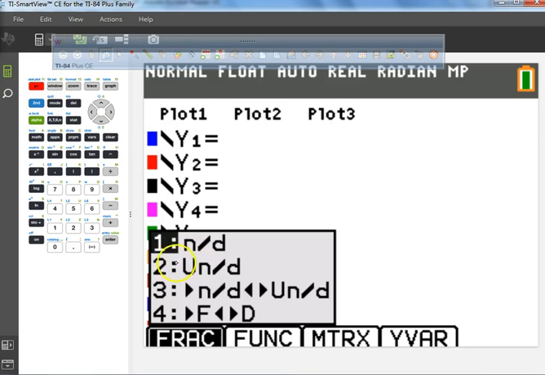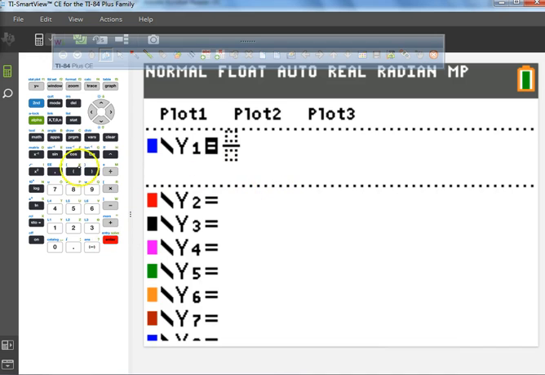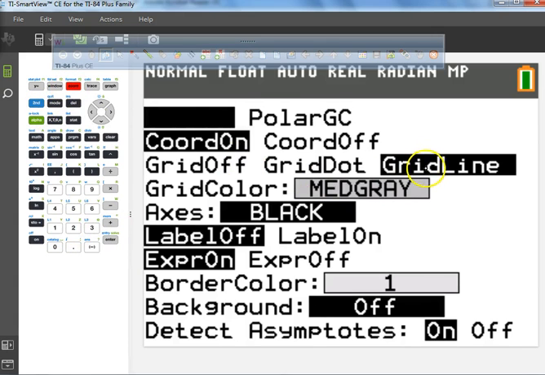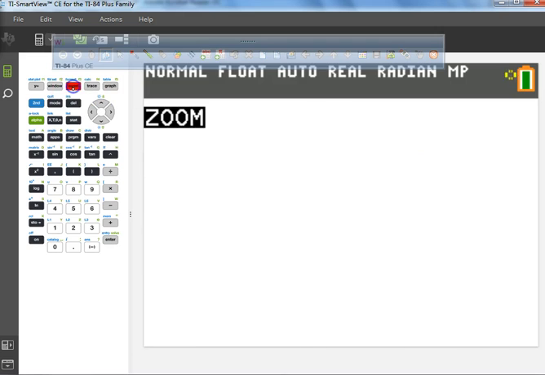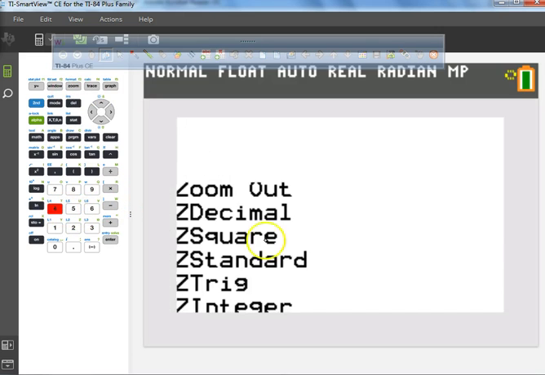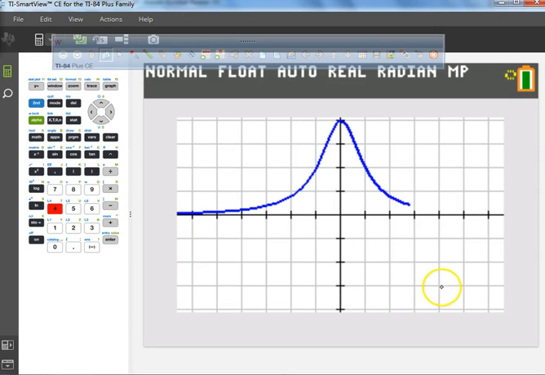So I'm going to hit alpha y equals enter. I'm going to type in the number 4. Go down here, type in x squared plus 1. I'm going to make sure my grid lines are turned on. They are. I'm going to hit zoom, number 4. Take a look at the graph.